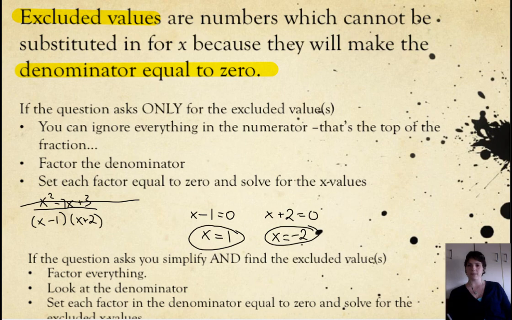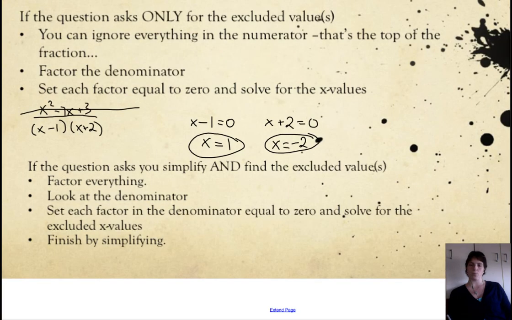Now some of the problems later in this work are going to ask you to simplify and find the excluded values. So you're going to have to factor everything. But after everything's factored, before you start simplifying, look at the denominator and do the same steps we did before so that you know which two values are the excluded values, and then finish by simplifying. So do the excluded values before you start reducing fractions. Excellent. See you in the next section.